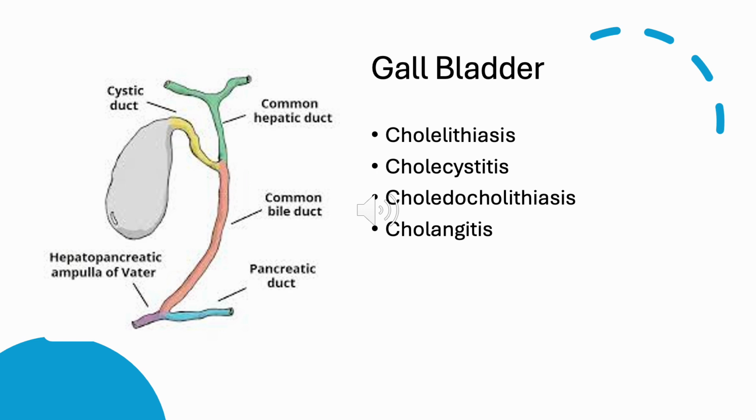Okay, there are 4 terms I need you to know, and they're listed here in order of severity. The first term is cholelithiasis, and if you recall, lithiasis means stone, chole means gallbladder. So this refers to gallstones. The second term is cholecystitis, which means inflammation of the gallbladder. The third term is choledocholithiasis, which means a stone is in the common bile duct, which can lead to cholangitis, which is a life-threatening disorder if a stone is stuck in the common bile duct. That can happen.